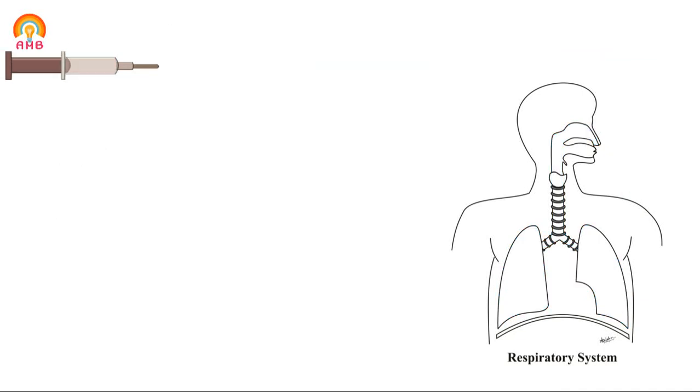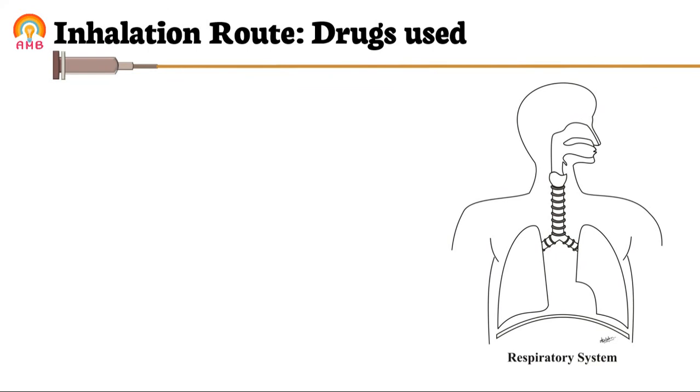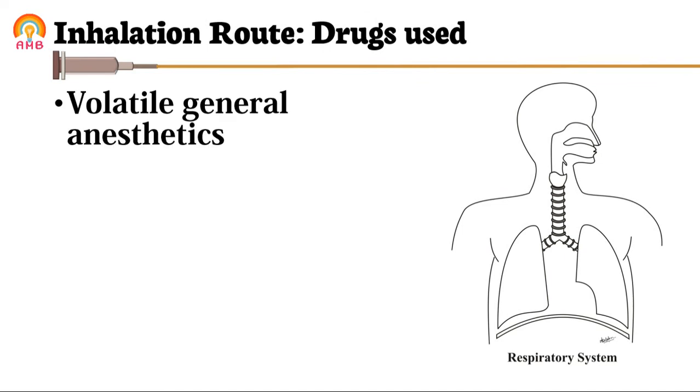There are various drugs which can be taken by the inhalation route. Examples we have to discuss. The first example is volatile general anesthetics like ether and chloroform. These are given by the inhalation route to produce general anesthesia.